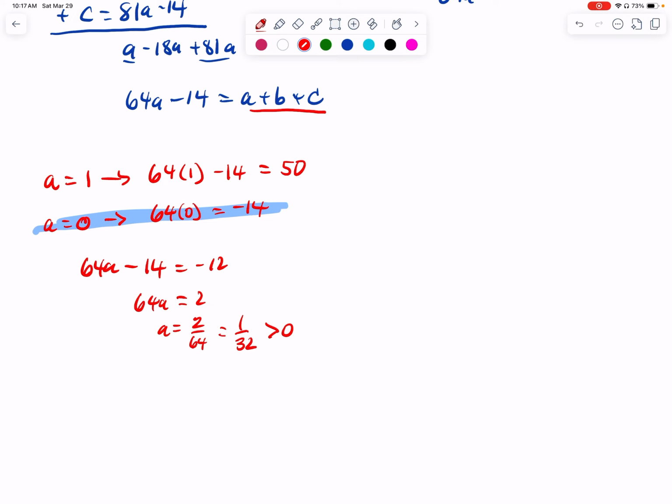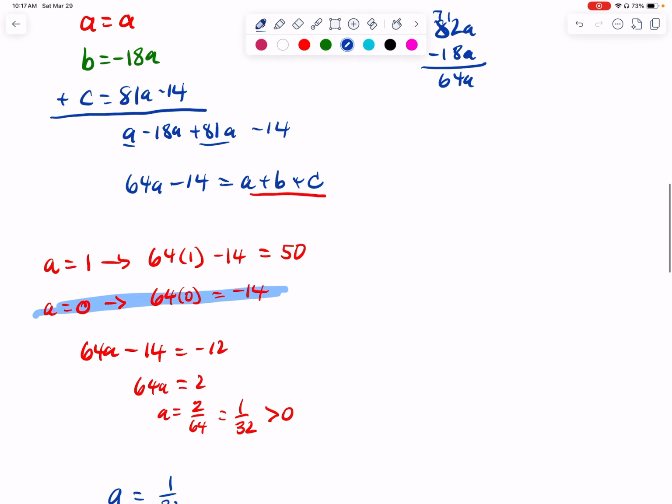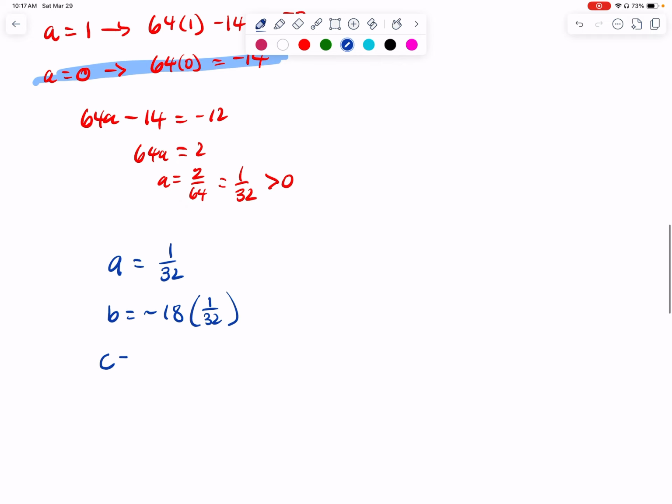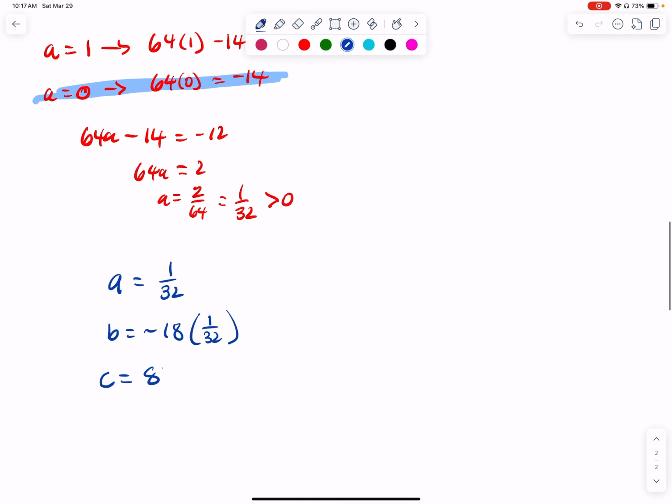So we have our A value. Our A value is equal to 1 over 32. And then the B value, remember, is supposed to be negative 18 times that. So B is equal to negative 18 times 1 over 32. I'll just put that in Desmos. And then the C value is supposed to be 81A minus 14. 81 times 1 over 32 minus 14. Let's just throw all of those into Desmos.